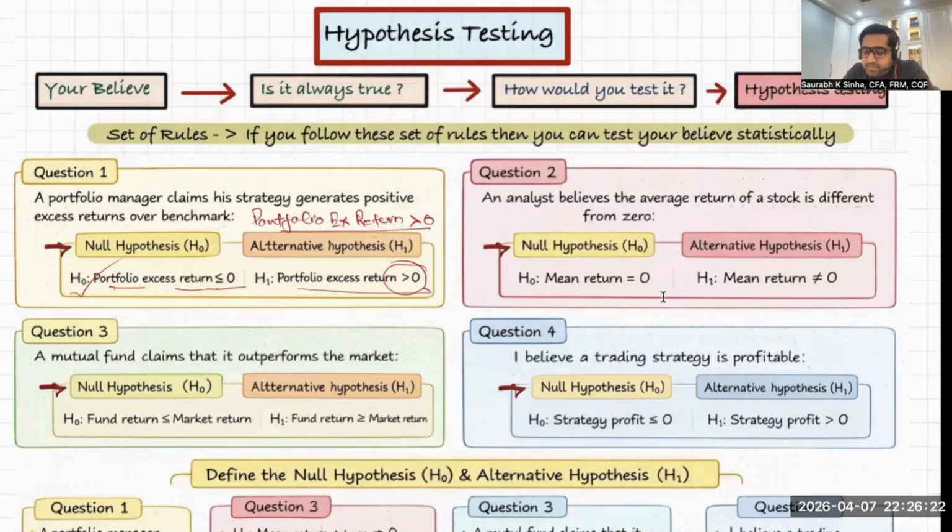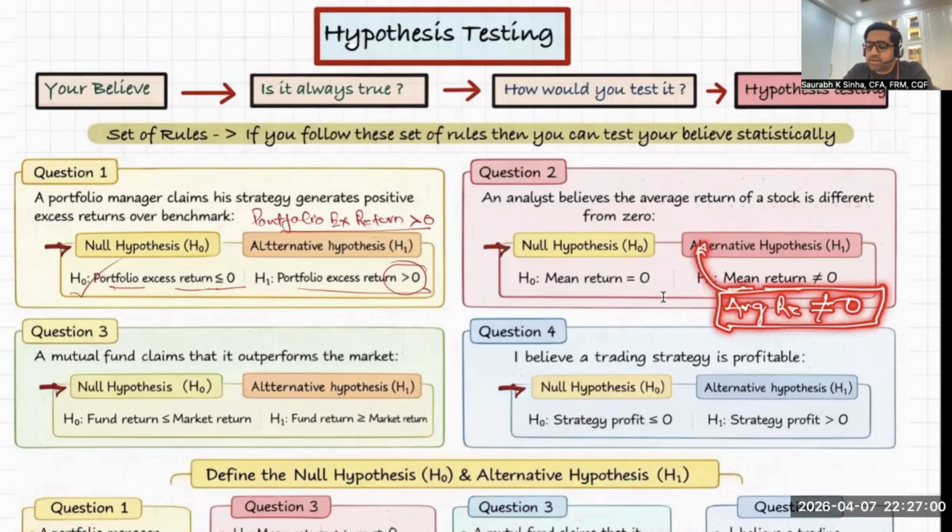An analyst believes the average return of a stock is different from zero. The average return of a stock is different from zero. So how would you write different from zero? Not equal to zero. And that is the belief. The analyst is saying, hey, my belief is the average return is different from zero. So this becomes the alternate hypothesis. So alternate hypothesis: the average return or mean return is not equal to zero.